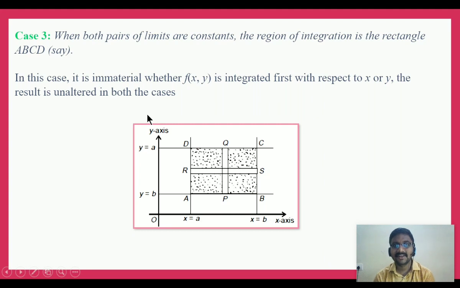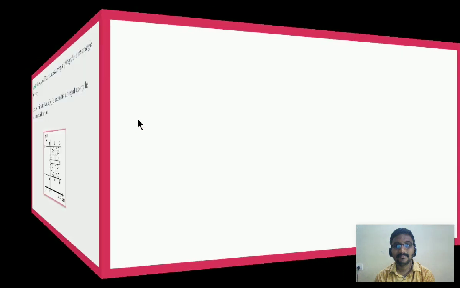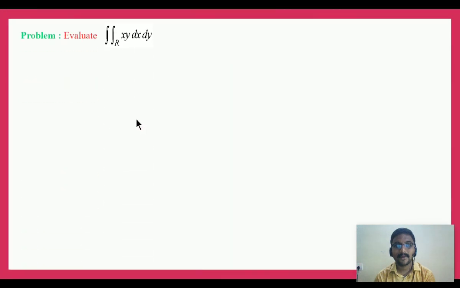These are the working rules, three cases. Using these three cases, we can evaluate double integration problems easily when the limits are not given but the region is given. Problem: evaluate double integral of xy dx dy. The problem is related to double integration.